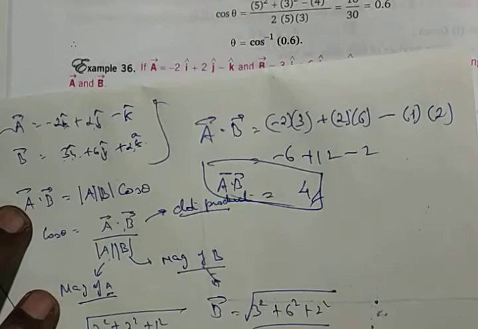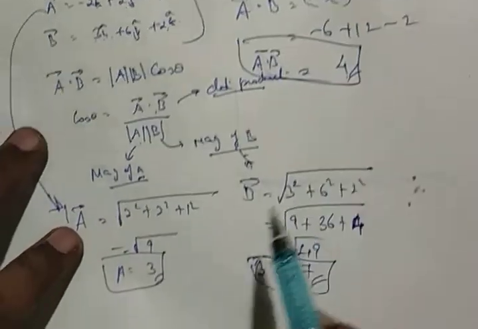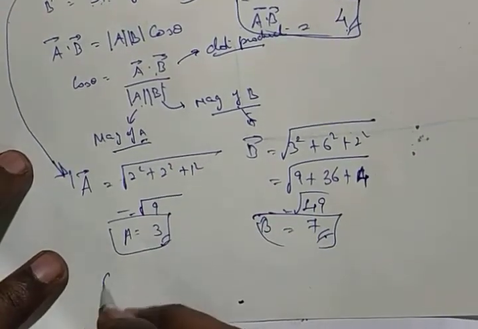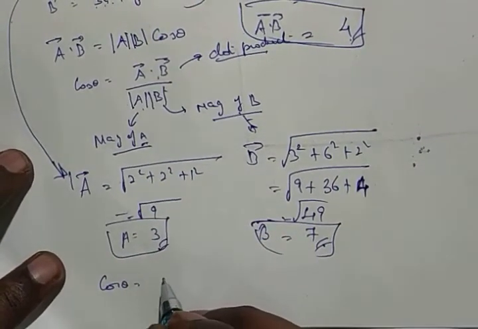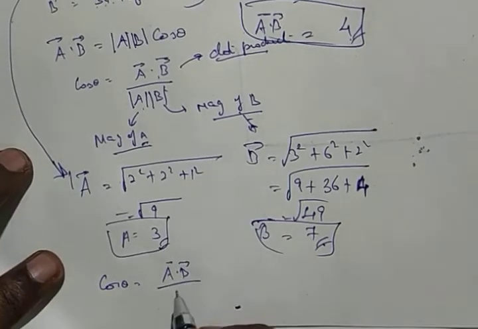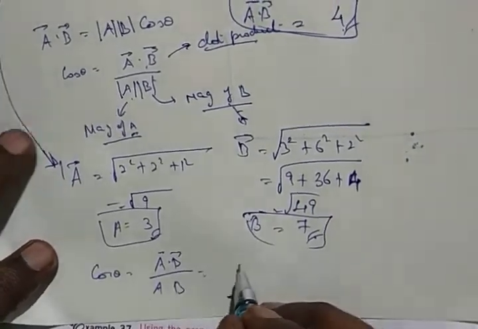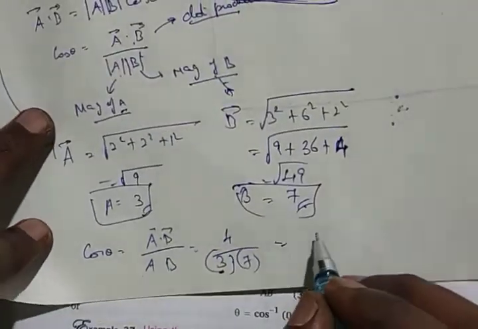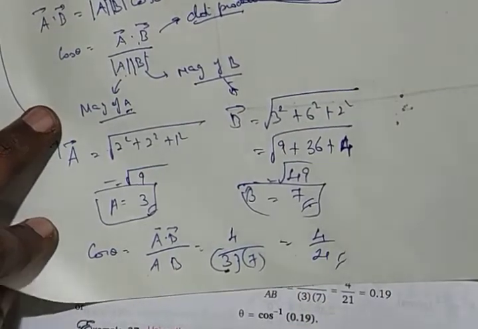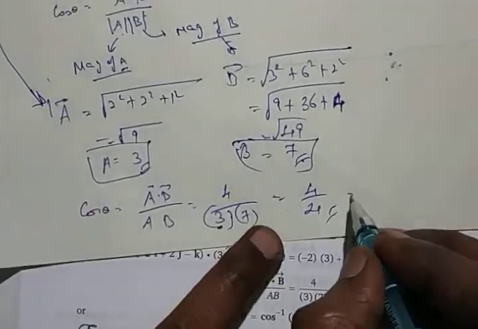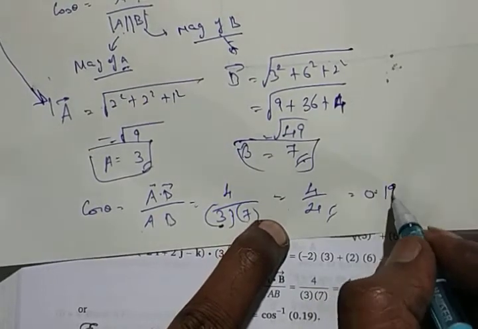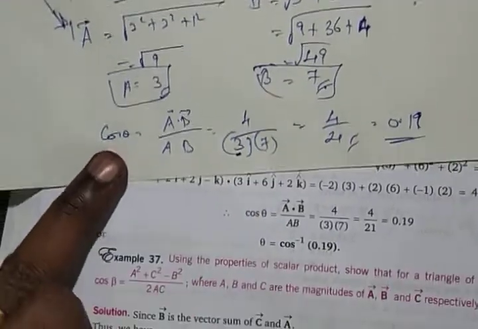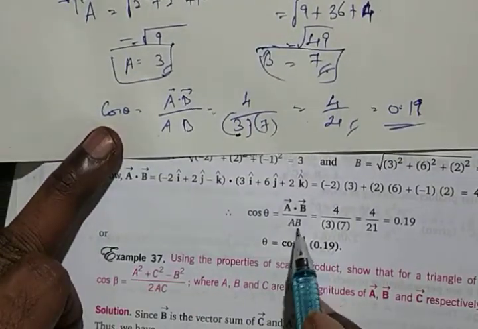Now you got 3 answers here: A dot B, magnitude of A, and magnitude of B. Put in these values here. So cos theta is going to be equal to A dot B upon magnitude of A and magnitude of B. A dot B is 4, this is 3 and this is 7. So cos theta is 4 by 21. What is 4 by 21? That's going to be equal to 0.19. You calculate through the log table, and you get the answer.